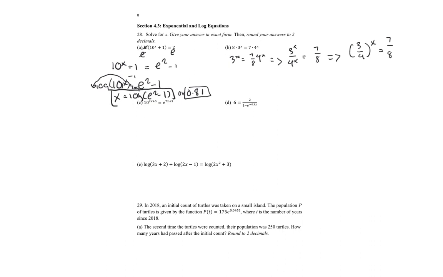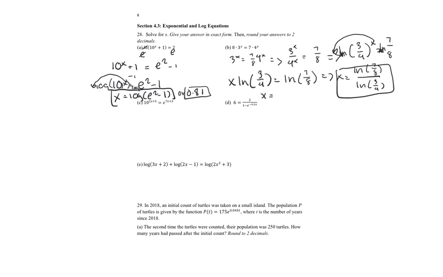And then, since x is in the exponent, we can take the natural log of both sides. Now that we have x in the exponent, remember the log rule: anything in the exponent, we can bring in front of that natural log. So we're going to have x times the natural log of 3 over 4 is equal to natural log of 7 over 8. Then we can divide by natural log of 3 over 4 on both sides, and we'll get x is equal to natural log of 7 over 8 over natural log of 3 over 4. Or if we want to round that, we can say x is equal to 0.46.